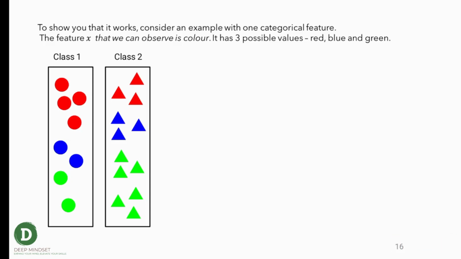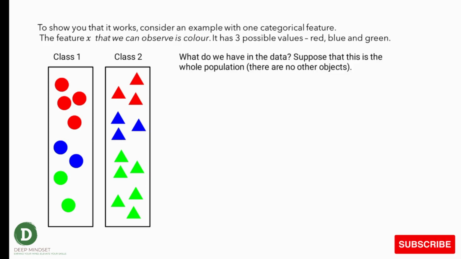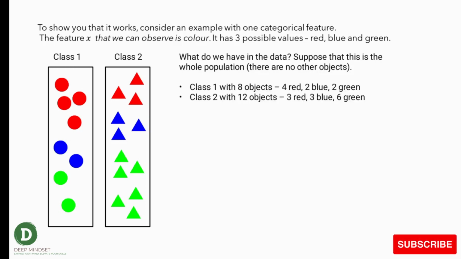That's our data set. That's our Z. Class 1 has got a load of circles. 4 of them are red, 2 of them are blue, 2 of them are green. Class 2 has 3 red triangles, 2 blue triangles, and 6 green triangles.